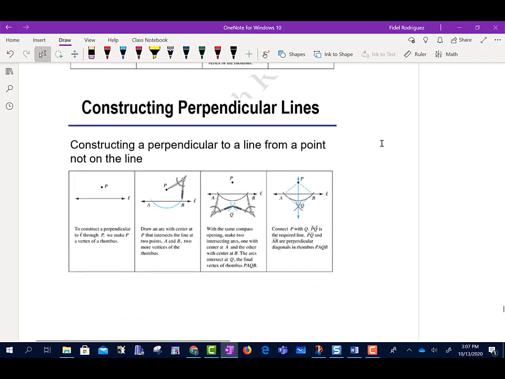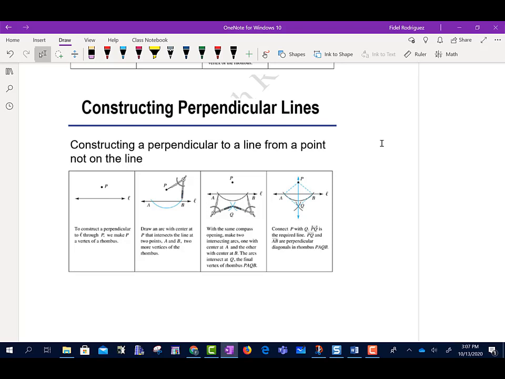All right, constructing perpendicular lines. It says constructing a perpendicular line through a point not on the line. To construct a perpendicular to L through P, we make P a vertex of a rhombus. We're now going to draw an arc with center at P that intersects the line at 2 points A and B, 2 more vertices of the rhombus. With the same compass opening, we're going to make 2 intersecting arcs, one with the center at A and one with the center at B. The arcs intersect at Q, the final vertex of the rhombus PAQB.